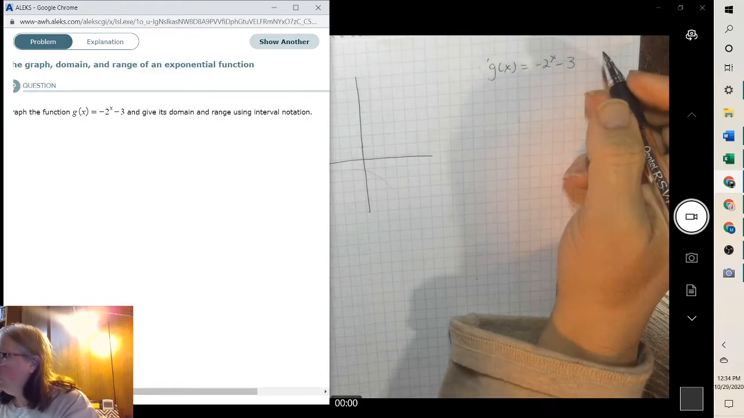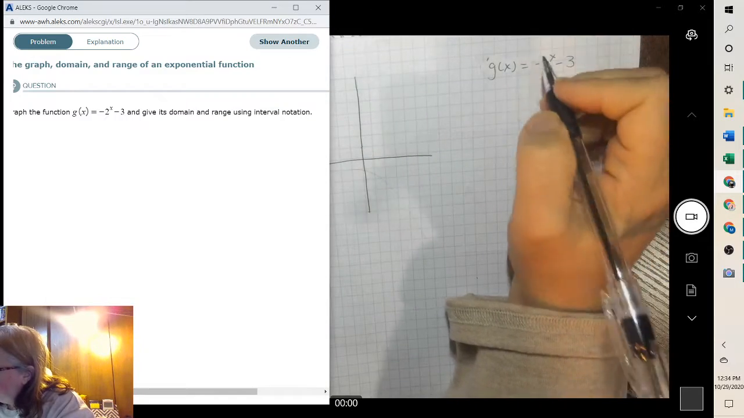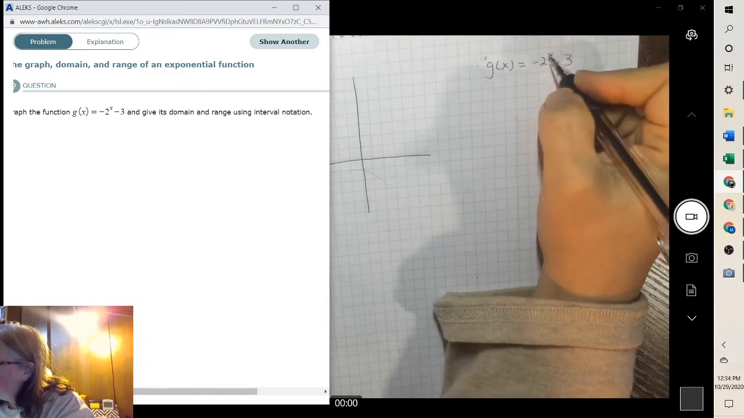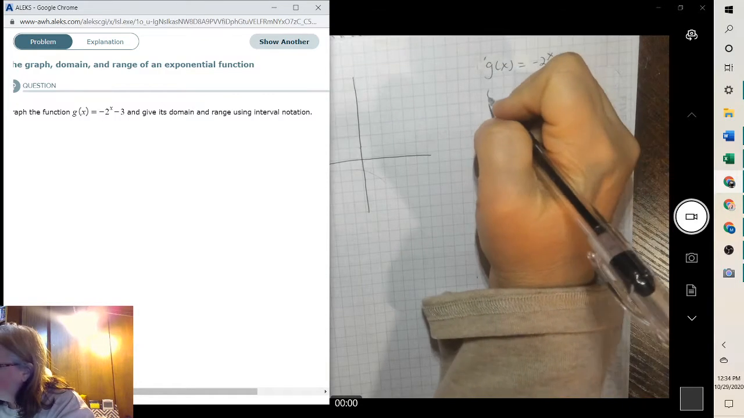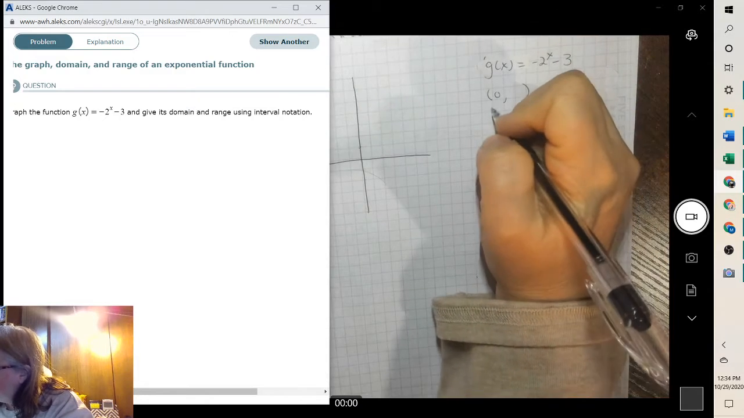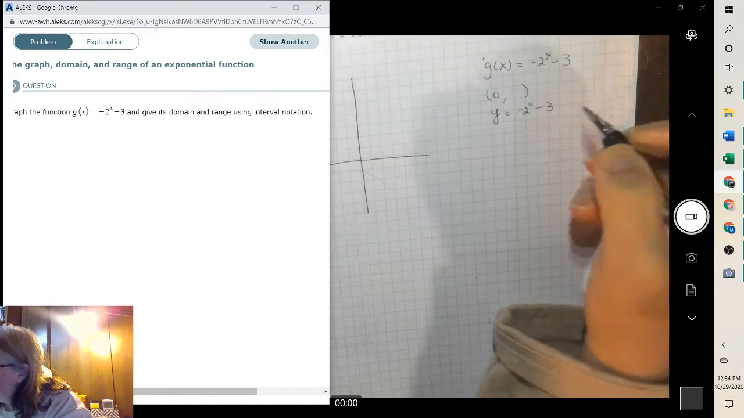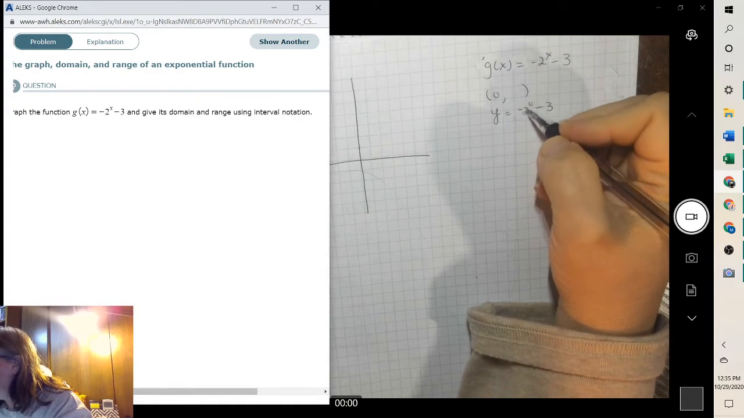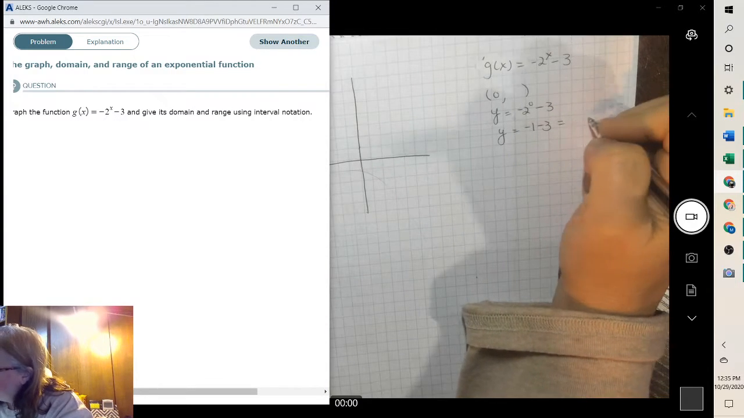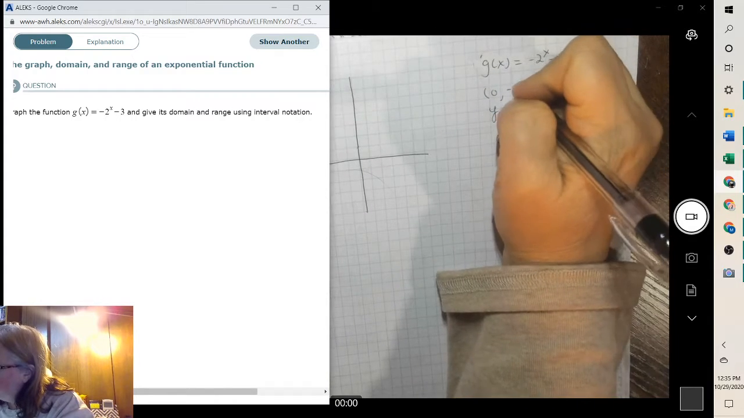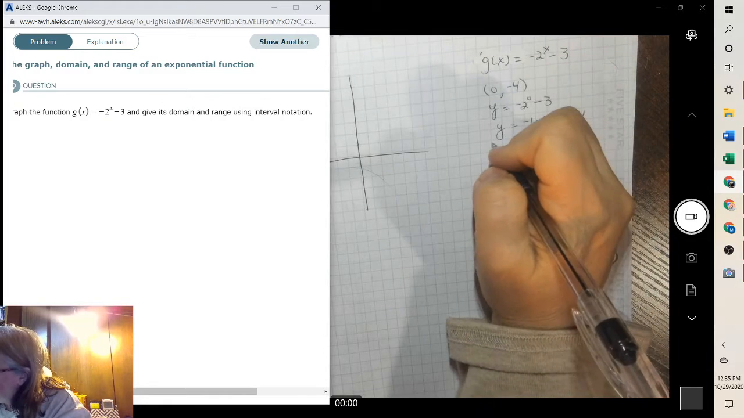Now when you only have to plot 2 points, the first one you want to plot is what will make this a 0 in the numerator. Now since there's nothing added to the x, that would be 0. So we'll start with putting 0 in. -2 to the 0 minus 3. 2 to the 0 is 1, so that's a -1 minus 3, which is -4. So that's 1 point. And then plug in a 1.